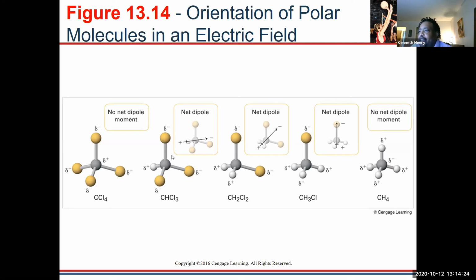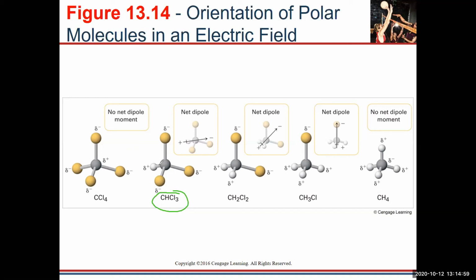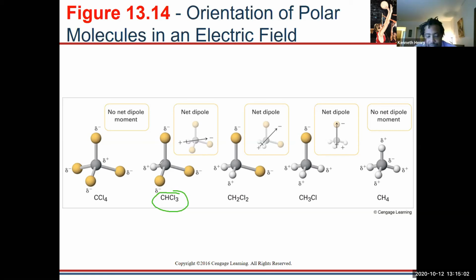So let's say we have this guy here, CHCl3. The yellows represent each Cl, and then the white represents hydrogen, right? Yeah. Okay, so now the bond between hydrogen and chlorine, is that going to be polar or non-polar? Wait, give me a second. I have to write it down because I have to look at it. It's okay.